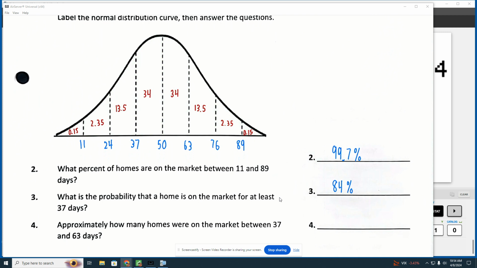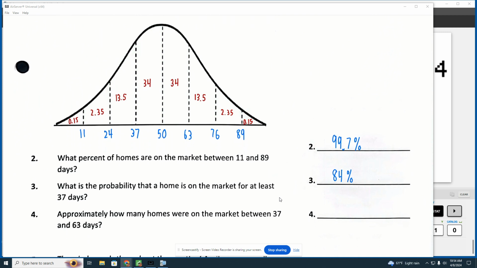Now, the last one's asked a little differently. It doesn't say what percent. It doesn't say what's the probability. It says approximately how many homes. Approximately how many homes are on the market between 37, here's 37, and 63. Now, what percent of homes is that? That's 68%. It doesn't ask me what the percent is, does it? It asks me how many homes is that?